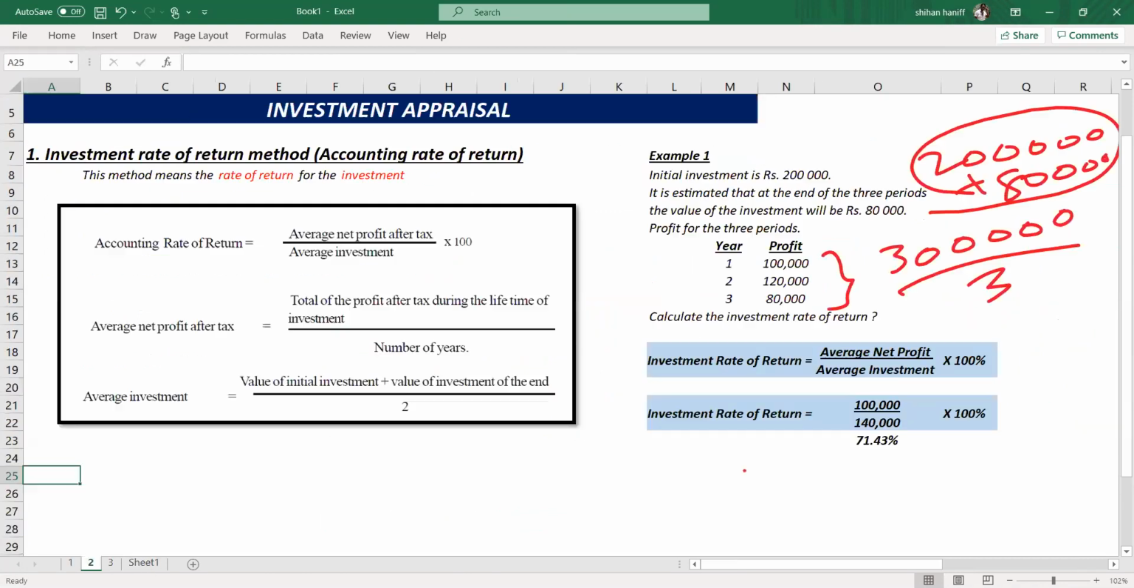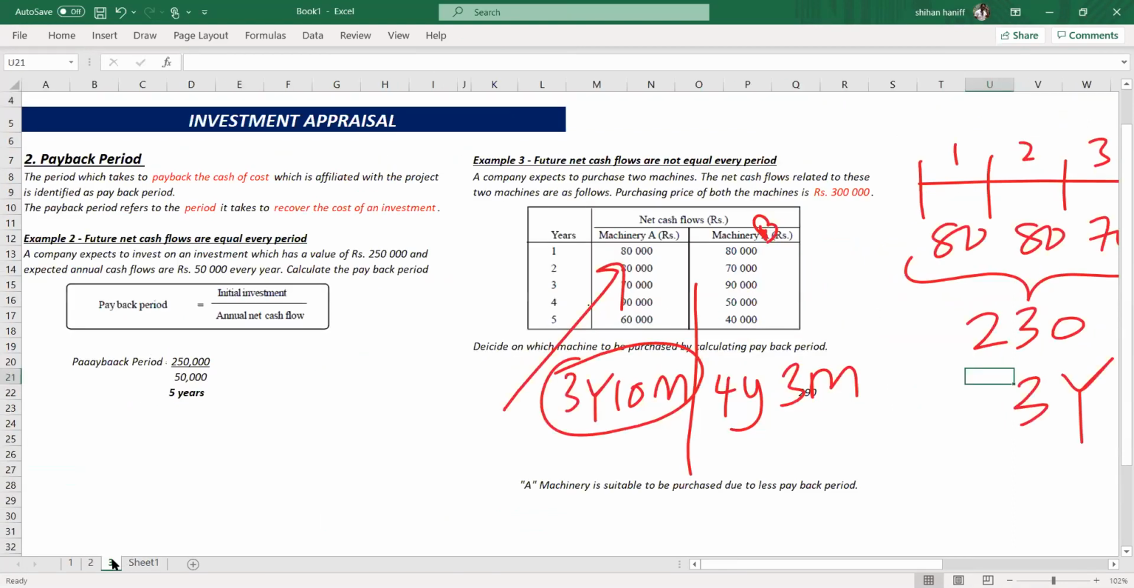Are you all okay with investment rate of return and the payback period? Now I am moving to the net present value.